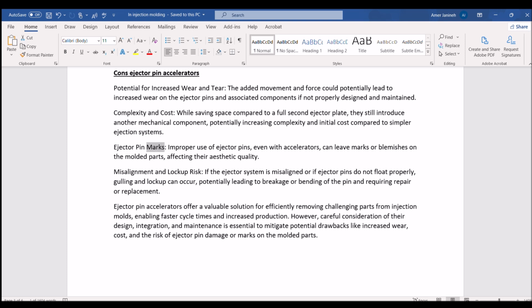Ejector pin marks: improper use of ejector pins, even with accelerators, can leave marks or blemishes on the molded parts, affecting their aesthetic quality. Misalignment and lockup risk: if the ejector system is misaligned or if ejector pins do not float properly, galling and lockup can occur, potentially leading to breakage or bending of the pin and requiring repair or replacement.